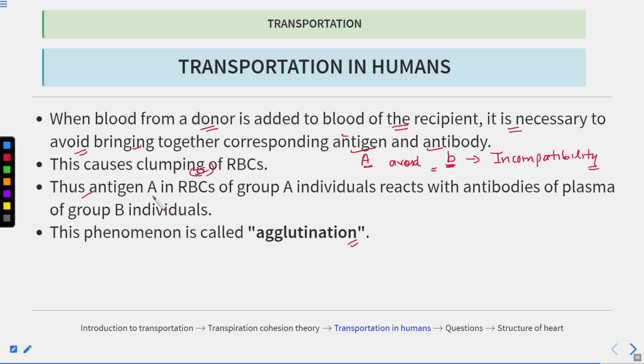Now, does the antigen A in the RBCs of the A individual react with the antibodies in the plasma of group B individuals? All right, this is clear. So a person with the A blood group can react with the antibodies in the plasma of the B blood group.